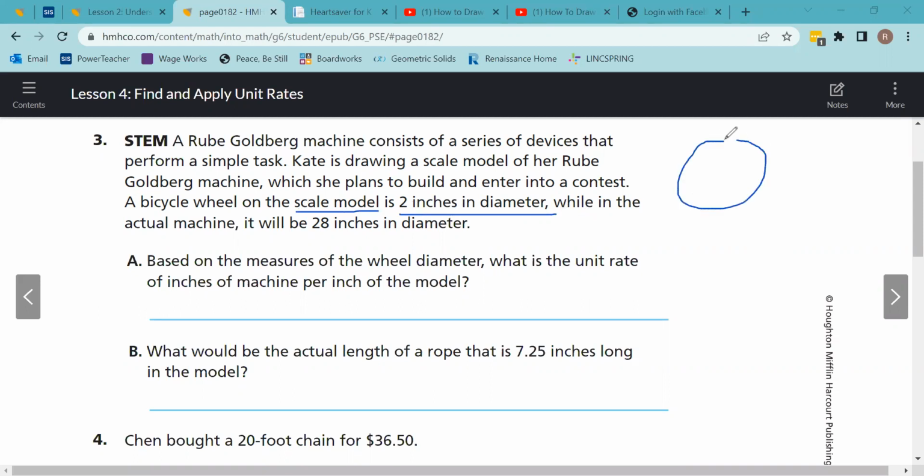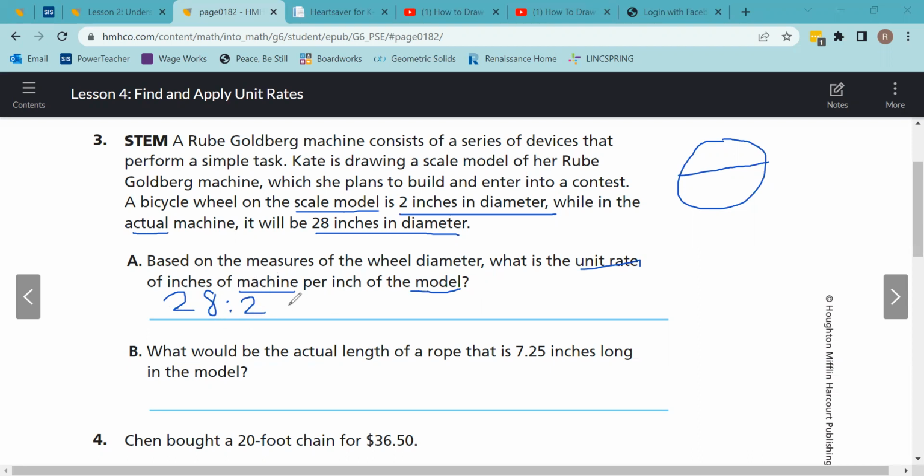The diameter of a circle is all the way across the center, while the actual machine, it will be 28 inches in diameter. So we've got the model and the actual. Based on the measures of the wheel diameter, what is the unit rate of inches of machine per inch of the model? Okay, so you've got the actual machine, which is 28 inches to the 2 inches of the model, and they're both even, right?